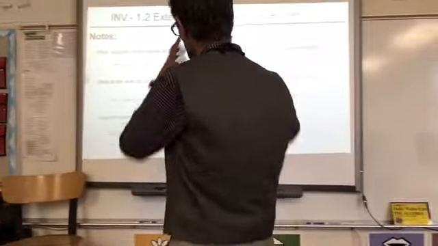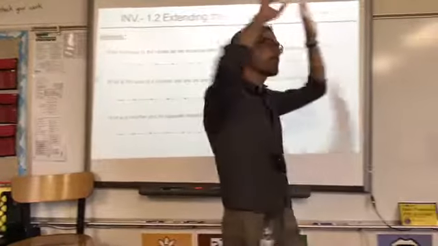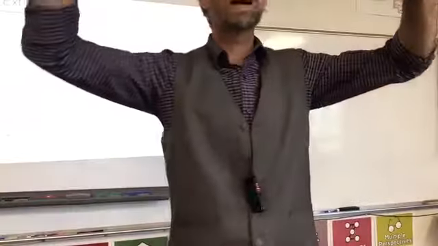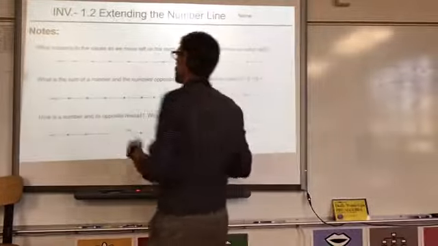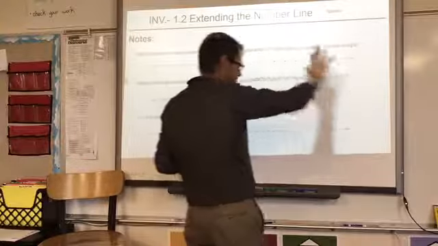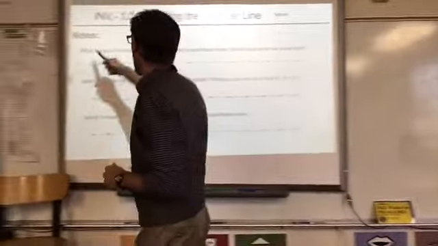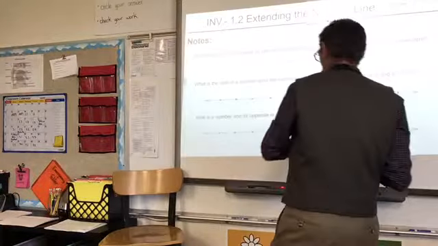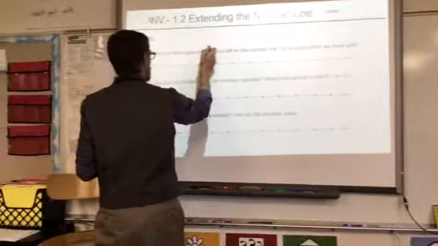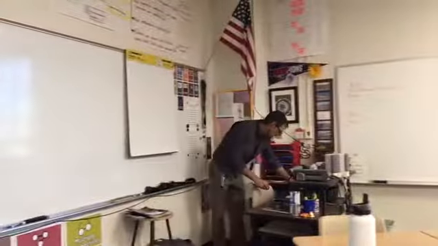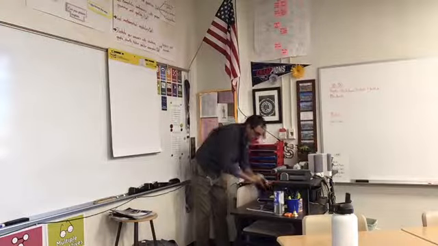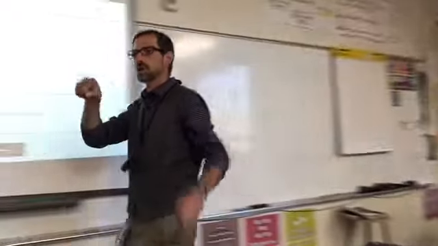Okay. So we're talking about comparing rational numbers. Here's the thing, Tanner. We're going to compare them by extending the number line. We know what a number line is. So my first question is, what happens to values when we move left? When we move left, what happens? Talk to your tables.